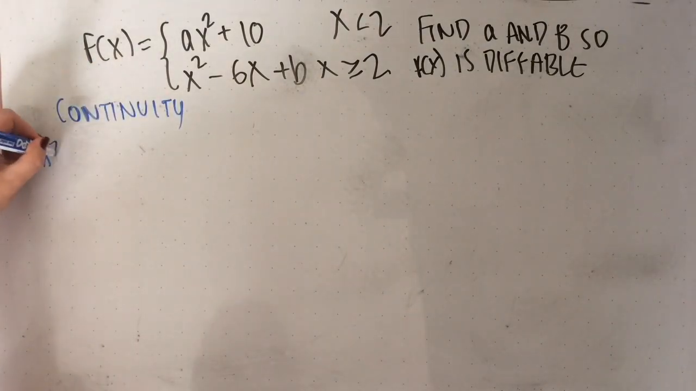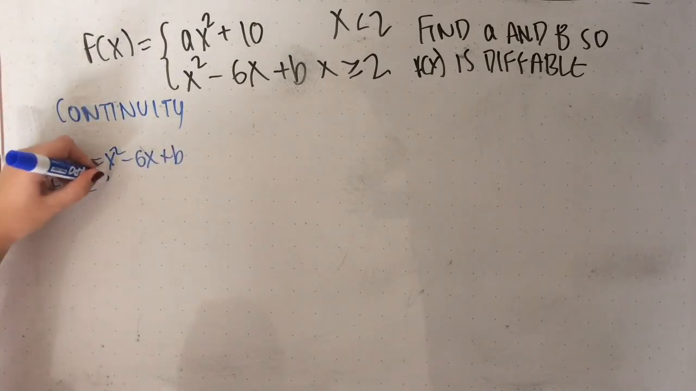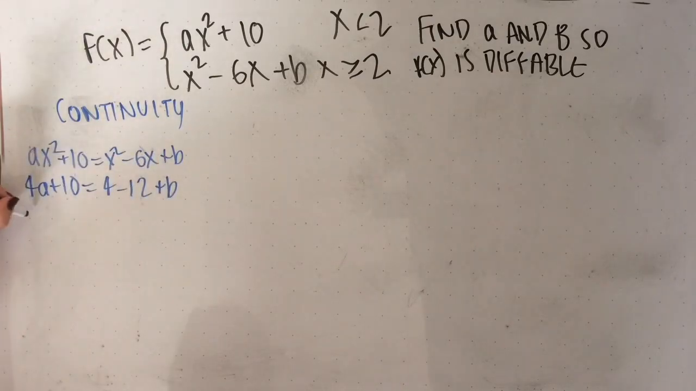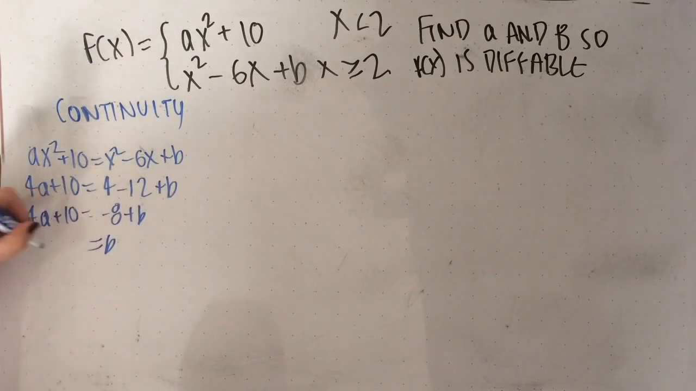So if it's continuous, then ax squared plus 10 is going to have to equal x squared minus 6x plus b when x equals 2. So you just plug 2 in for x, and then you'll get 4a plus 10 equals negative a plus b, so b equals 4a plus 18.